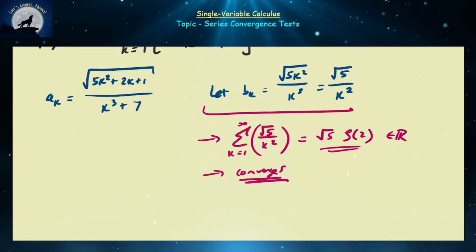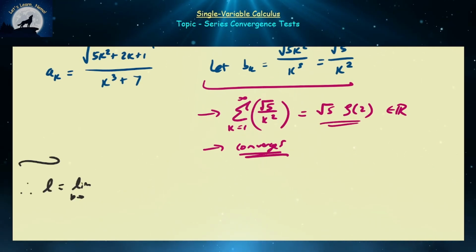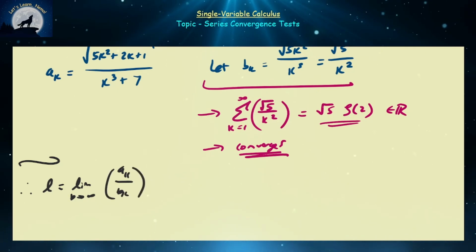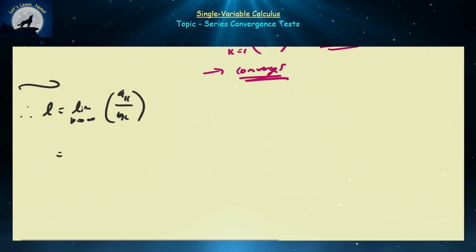So now what we're going to do is take the limit of the quotient of these two. So we're going to have the limit as k goes to infinity of a_k over b_k. And as long as we have a number between 0 and infinity, not inclusive of 0, then this series will also converge. But if it's 0 or an infinite number, it's going to be inconclusive. So let's do the math. So this is going to be equal to what?